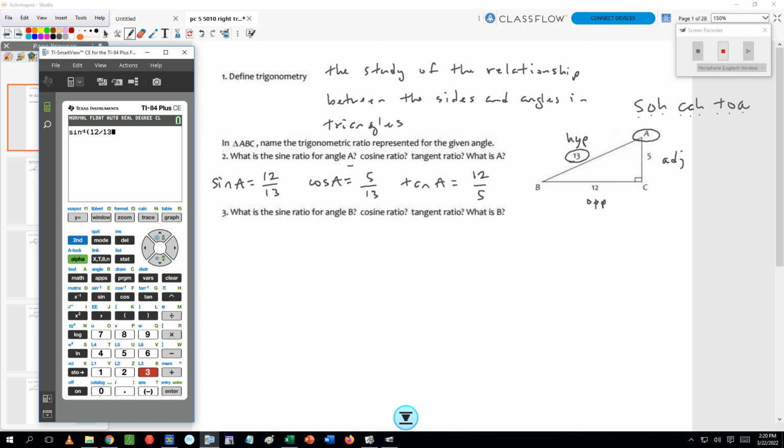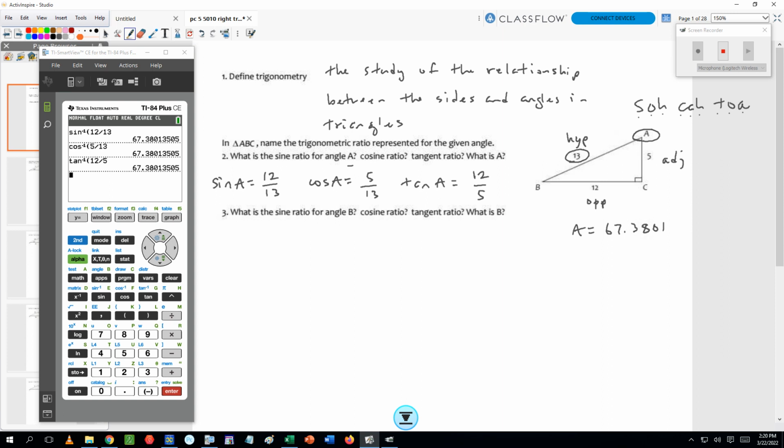12/13. You could have done second cosine instead, but you would have used the ratio 5/13. And you could have used tangent instead, second tangent. This time the ratio would be 12/5. Either way, you're going to get an angle A of 67.3801.